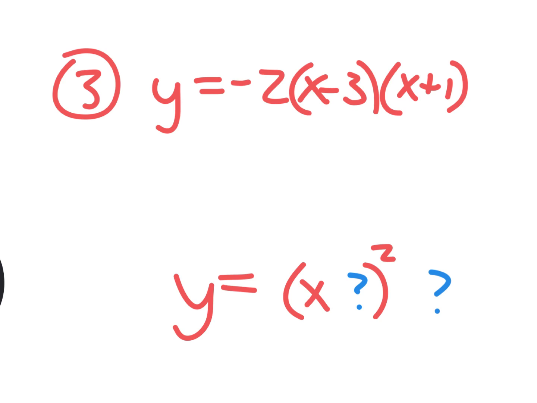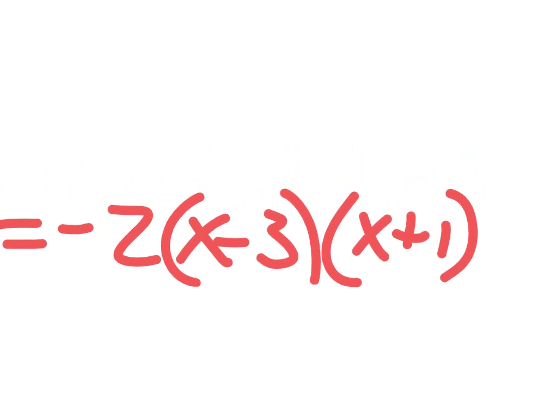Can you see the board? Okay, good. So now my question is, how am I going to find the vertex? Because as soon as you know the vertex, the vertex form will be easy. So we talked about this. How do you get the vertex for this? You could multiply it all the way out and then do -b over 2a.